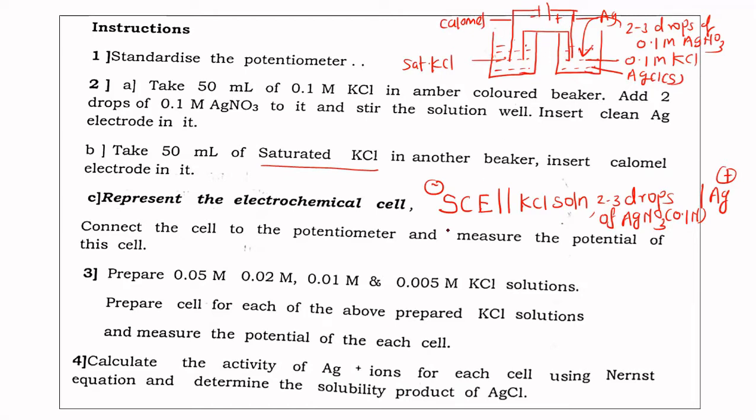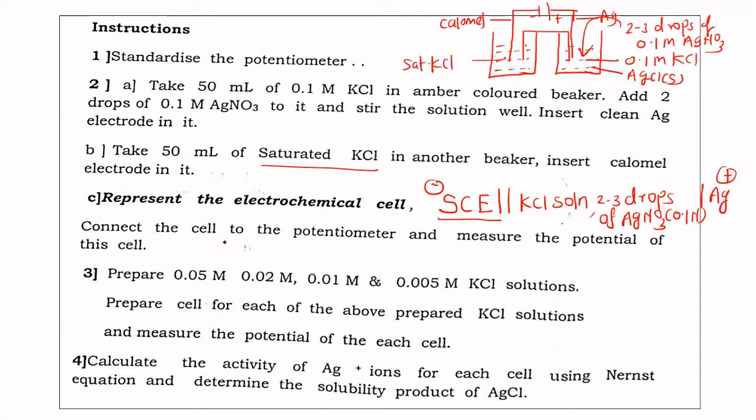Now the same cell can be represented in this way. On the left hand side, the saturated calomel electrode, which is connected to the negative terminal of the potentiometer. On the right hand side, the KCl solution. Then we have added 2-3 drops of the silver nitrate and the silver electrode is inserted here, which is connected to the positive terminal. This double vertical line means it is a salt bridge. So this is the experimental setup.